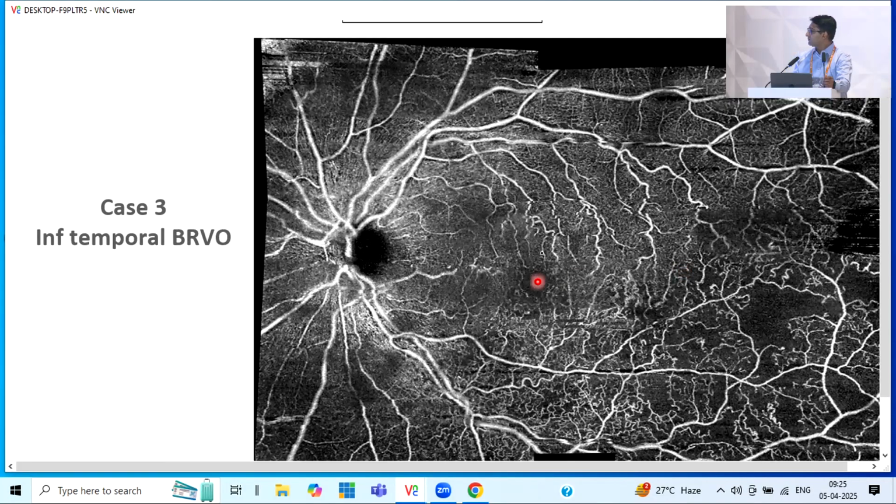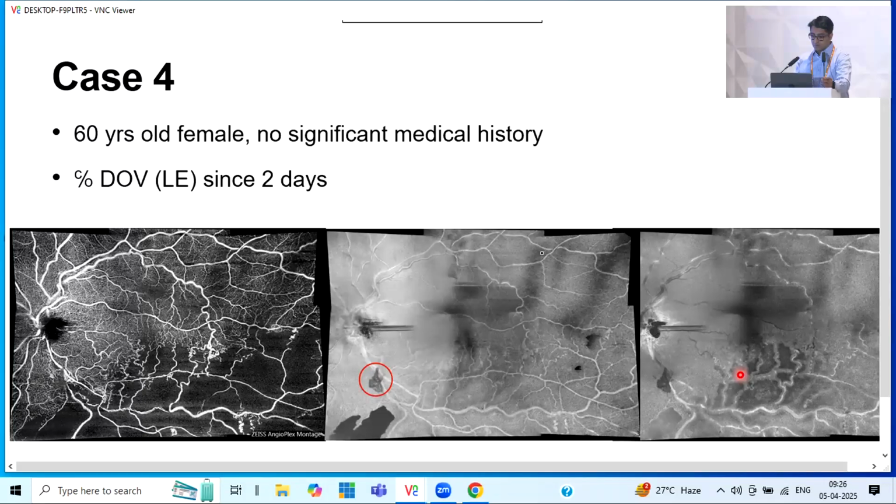Another case, inferior temporal BRVO, this is a 6 by 6 image. You see that inferiorly there are huge areas of capillary non-perfusion, and the macular ischemia is not that much. The patient didn't really have any symptoms. She just came for a routine checkup. We saw the BRVO and referred her to the doctor, and she was advised a PRP, sectoral PRP.